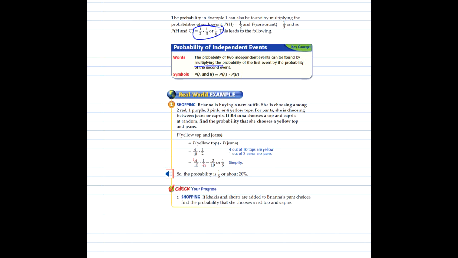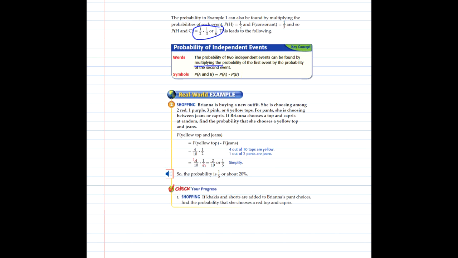Brianna is buying a new outfit. She is choosing among 2 red, 1 purple, 3 pink, 4 yellow tops. For pants, she is choosing between jeans or capris. If Brianna chooses a top and capris at random, find the probability that she chooses a yellow top and jeans. Well, we have 4 yellow tops out of 10 total, we have 1 capri out of the 2 total. So we can multiply those 2 events together.